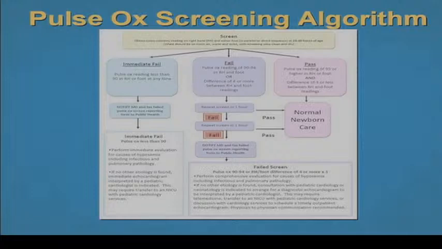A pulse ox reading that's less than 90% in the right hand or foot at any time is an immediate fail. The screener should notify the physician of an immediate fail, and they should perform an evaluation for causes. If there is no cause found, then an echocardiogram may be indicated, and they need to make sure that is completed prior to the baby going home. It is recommended that the echocardiogram be interpreted by a pediatric cardiologist if possible. And again, this may require transfer to a NICU with pediatric cardiology services.